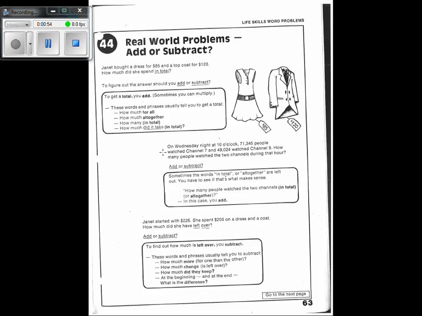Sometimes the words in total or altogether are left out. You have to see what makes sense. How many people watched the two channels in total or altogether? In this case, you would add.